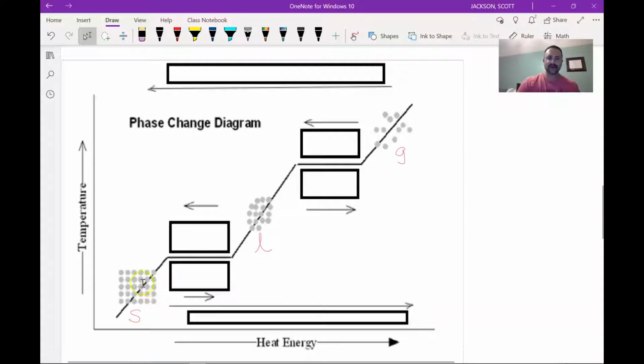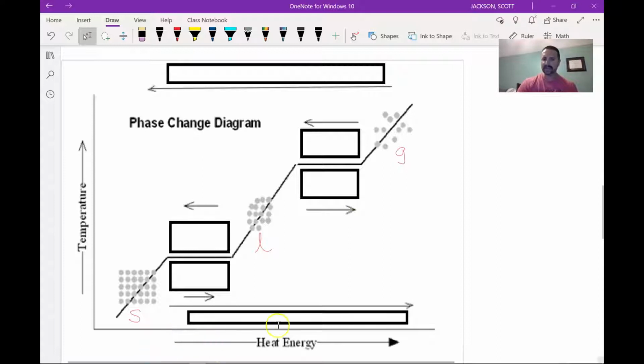So what this diagram has is our solid, liquid, and gas. Remember, in a solid, the particles have really strong attraction, so they stay together. Liquids have some attraction, so they're starting to come apart. And in gases, there's minimal attraction, so the particles are moving all over the place. How do you do that?